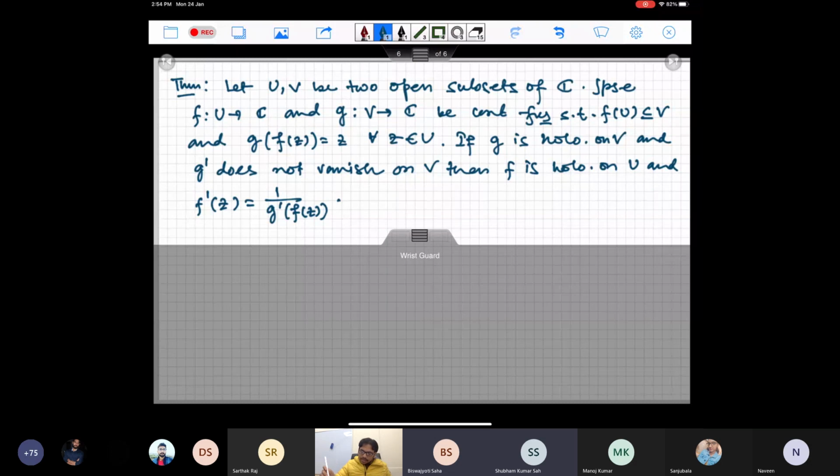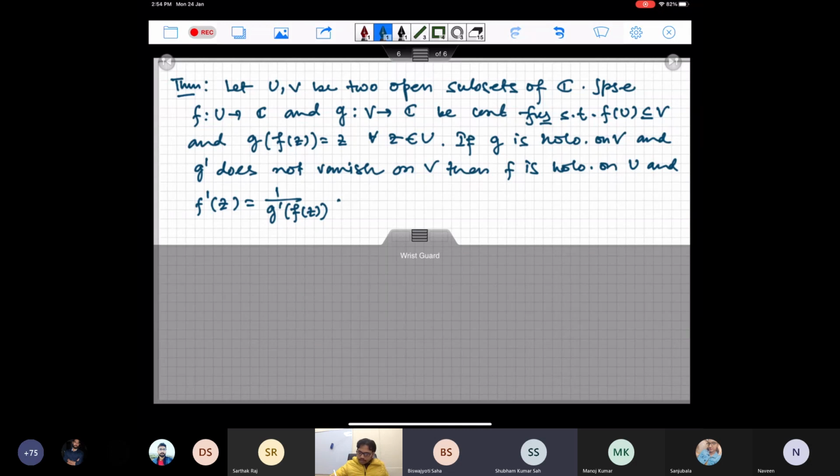So what am I saying here? I have two open subsets, and two continuous functions defined on them, with the assumption that the image of f is inside the domain of g, so that I can compose g and f. If g composed with f is the identity function, with the property that g is holomorphic and its derivative does not vanish, then f is also holomorphic and the derivative of f is given by 1 upon g'(f(z)).